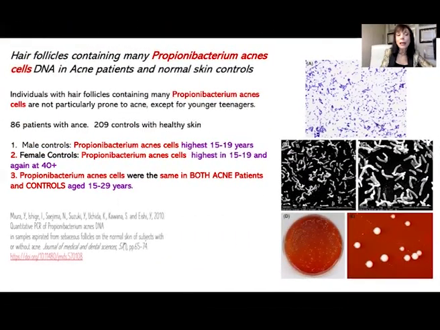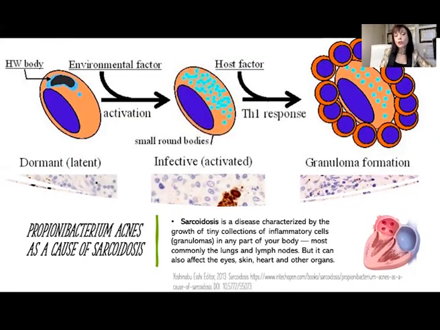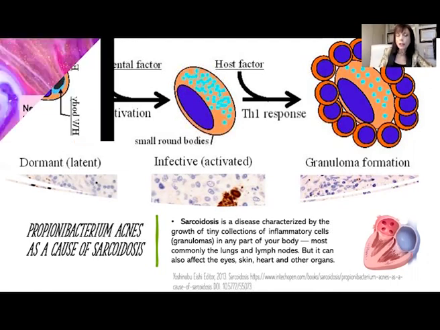The Propionibacterium acnes cells were the same in both acne patients and controls that were aged 15 to 29 years. This is a very interesting study because here it basically states that Propionibacterium acnes cells are not the only reason for acne. Acne is a conglomeration of many different things that includes environmental factors and inflammation. Propionibacterium acnes has been found to be one of the main causes of sarcoidosis. Sarcoidosis is a disease characterized by the growth of tiny collections of inflammatory cells.